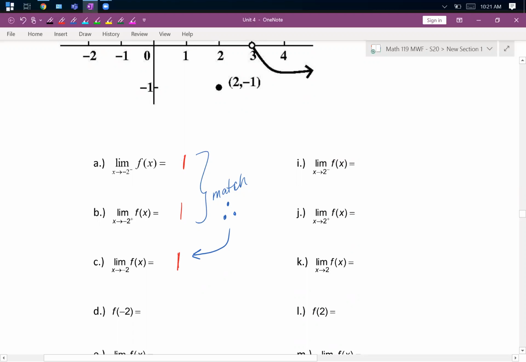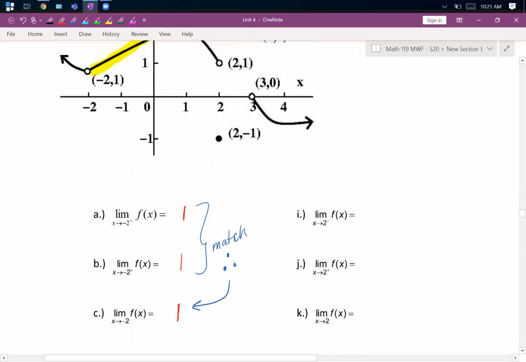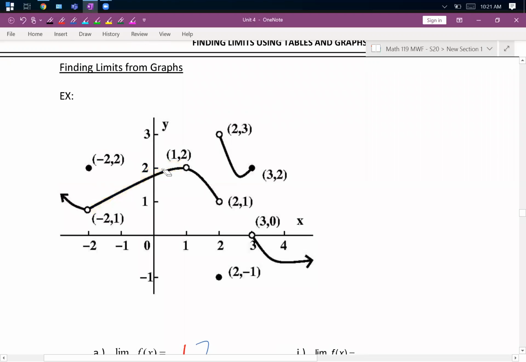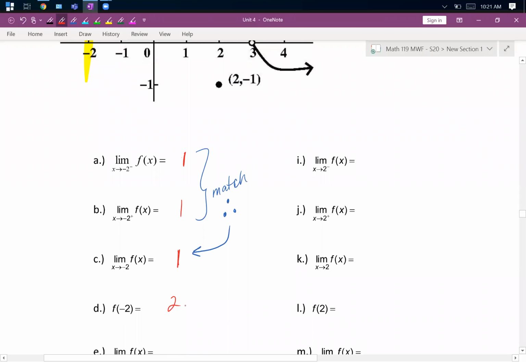And then in part D, they want us to find f of -2. So that is, what is the actual point? What is the actual y value when the x value is -2? Because the limit and the actual value aren't necessarily the same thing. So if we go back to our graph, and now we want to find the actual y value when x is -2, well, the actual y value is up here where we have the closed-in circle. The actual y value is 2. So sometimes the limit and the actual value are the same, and sometimes they're not.